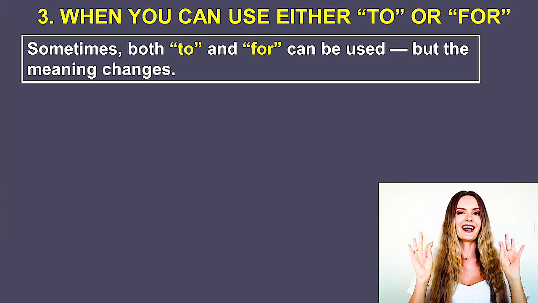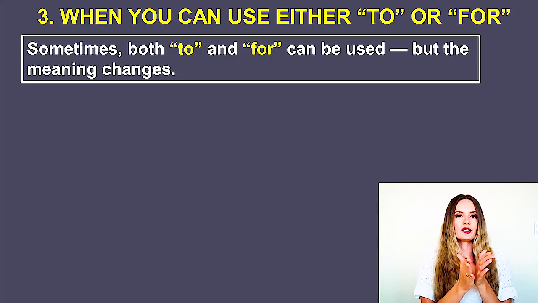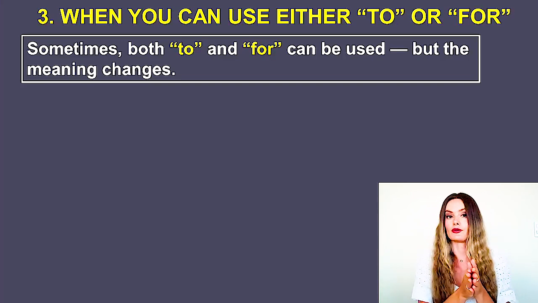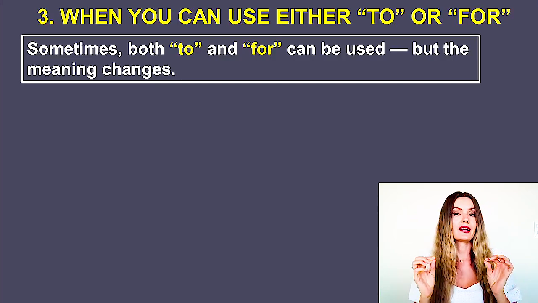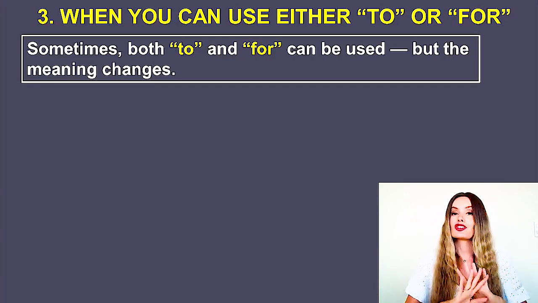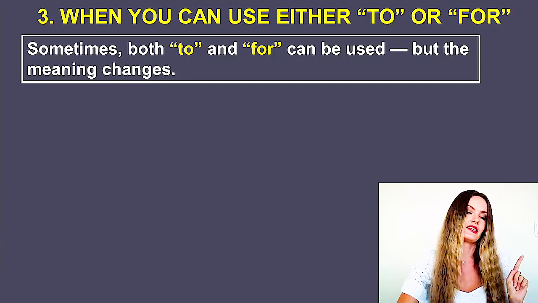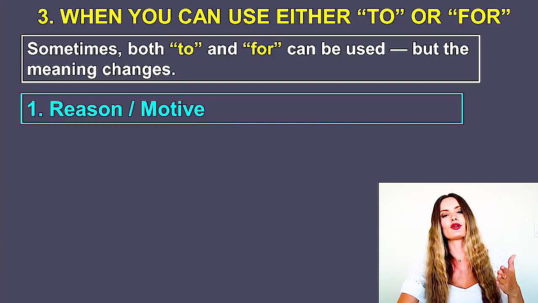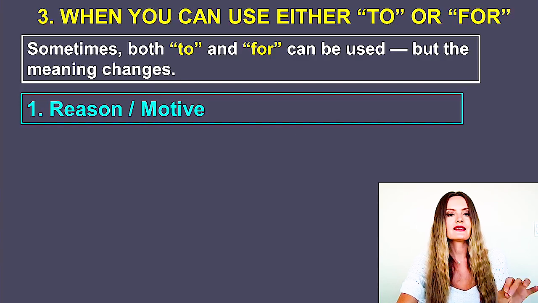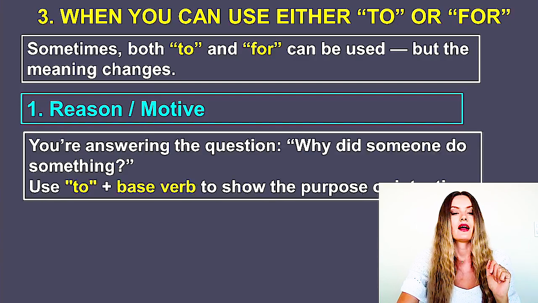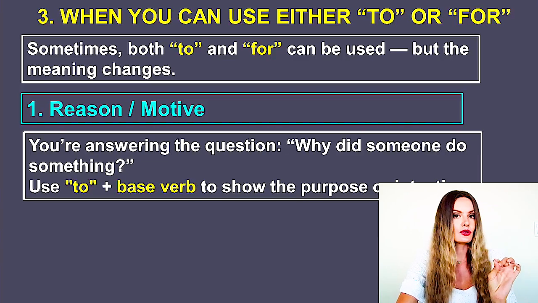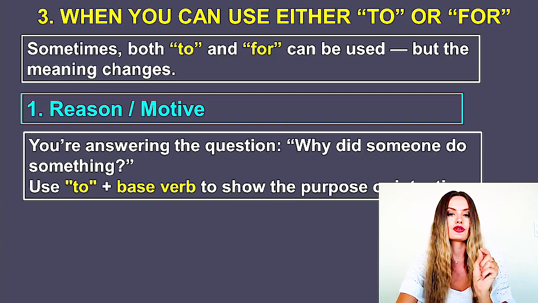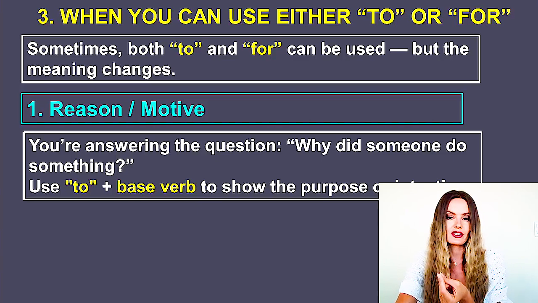Great job. And now it's time to compare when you can use either to or for. Sometimes both to and for can be used, but the meaning changes. You need to be very attentive here. So first of all, when we are talking about reason or motive, you are answering the question, why did someone do something? Use to plus base verb to show the purpose or intention.